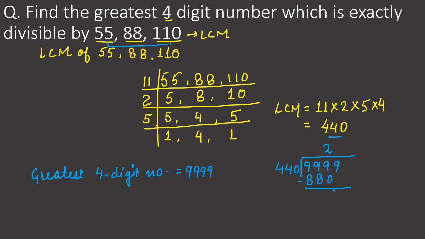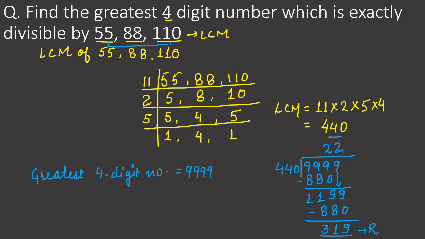9 minus 0, 9. 9 minus 8, 1. And 9 minus 8, 1. Bring down the next 9. Again 4 twos are 8, 880. So here 9 left. 9 minus 8, 1. And 11 minus 8, 3. 319 is the remainder, which means 9999 is not exactly divisible by 440.